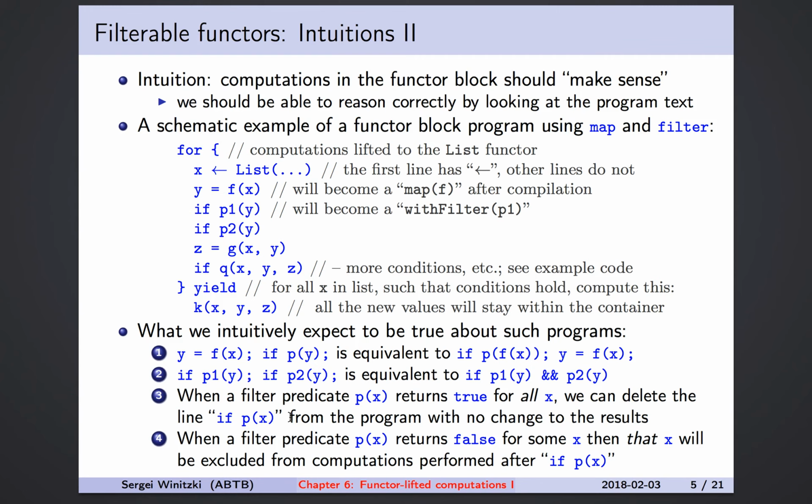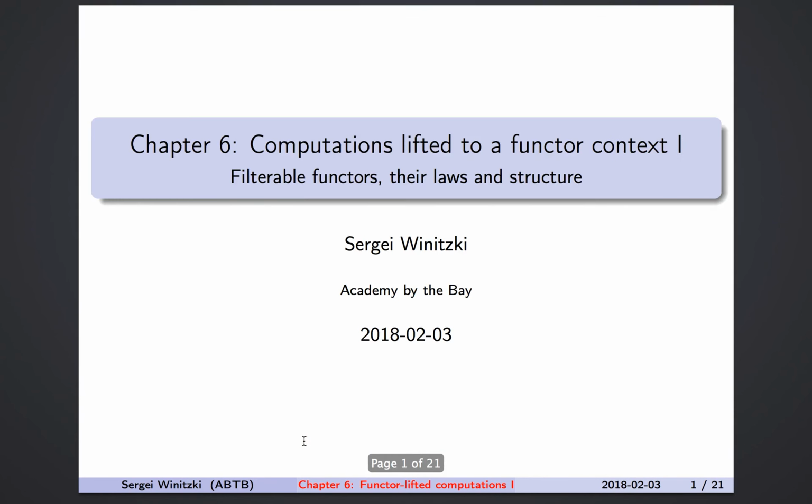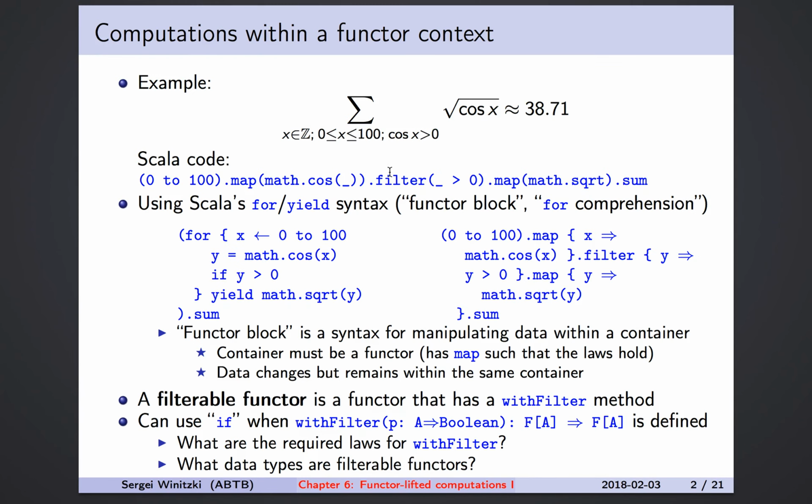Another final requirement, quite important in fact, is this. Remember what we had in our initial computation: the filter was for positive y, and then we took the square root of y. Now if some y were negative, we shouldn't be doing square root of it.